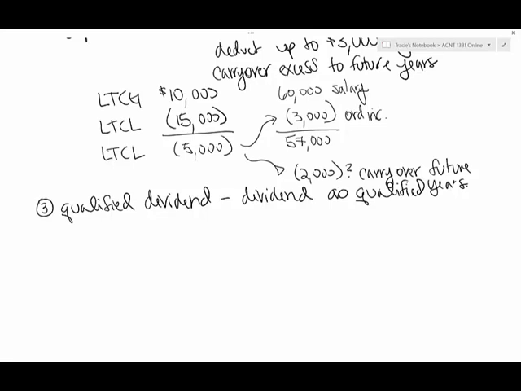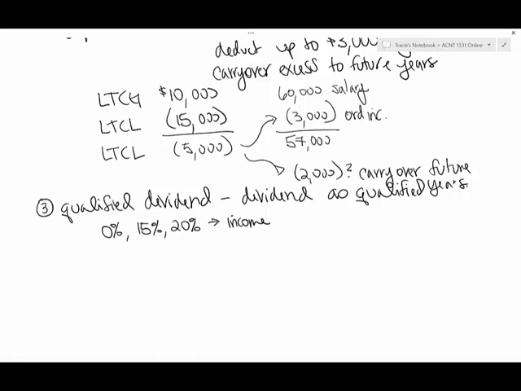If it's a qualified dividend, it's going to be taxed the same as our long-term capital gain rates. So that'll be 0, 15, or 20% tax rates. It's dependent upon the taxpayer's income as to what rate it's taxed at. Okay, so that's the different characters of income.